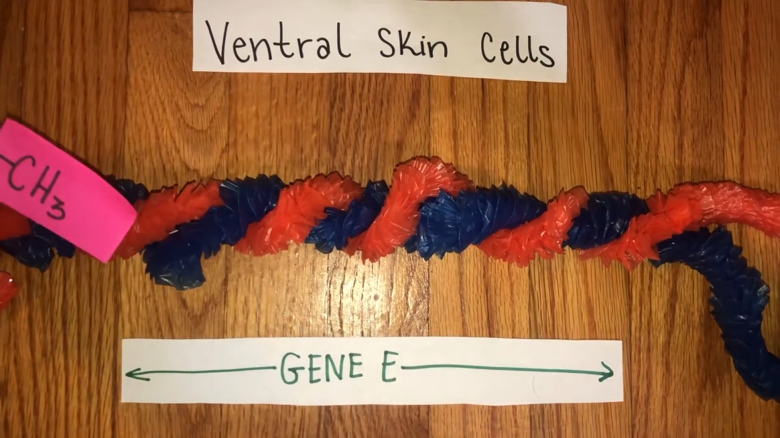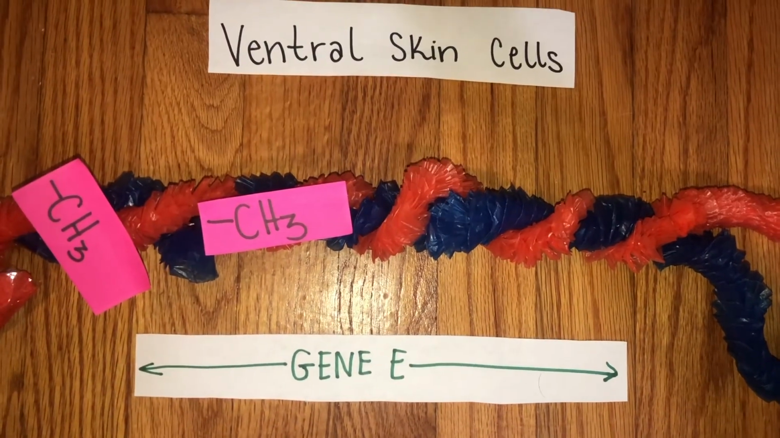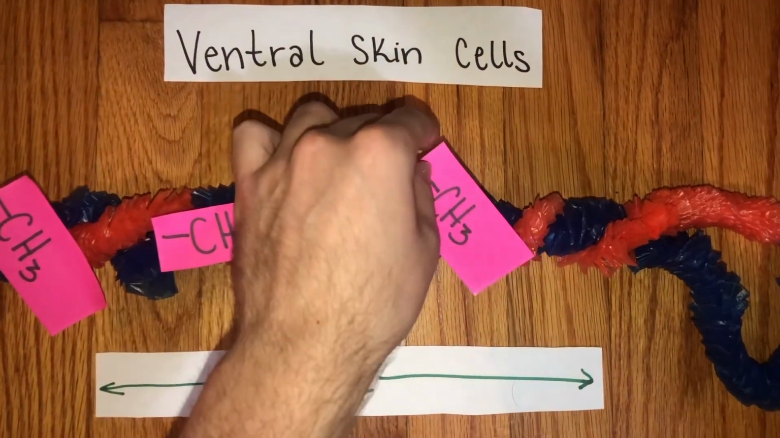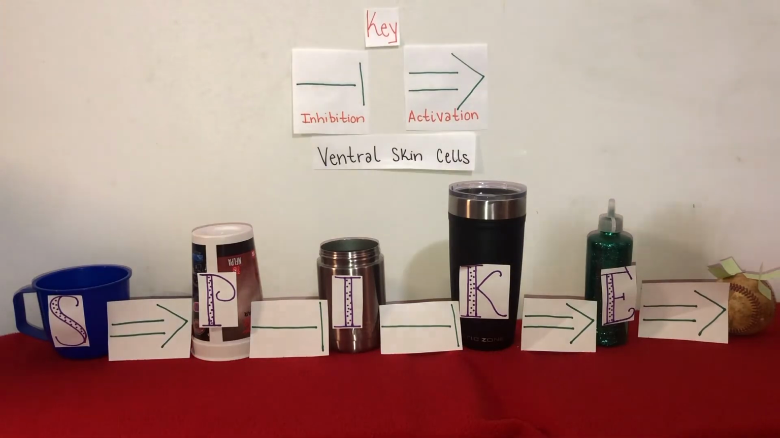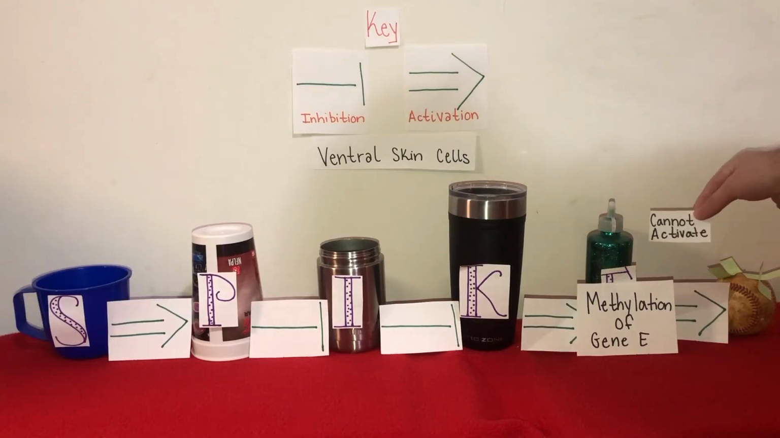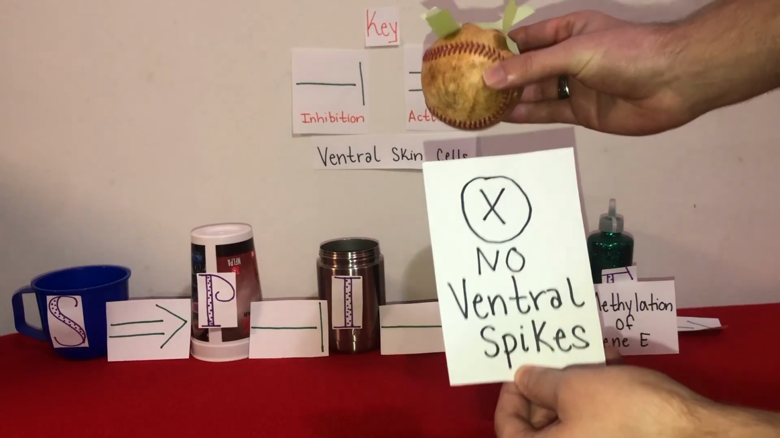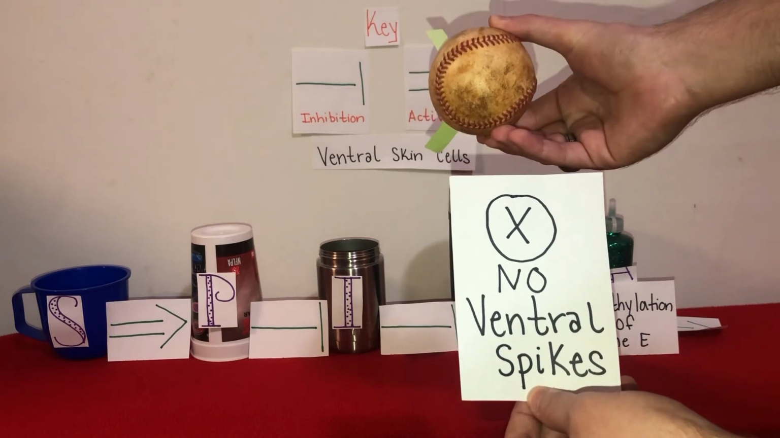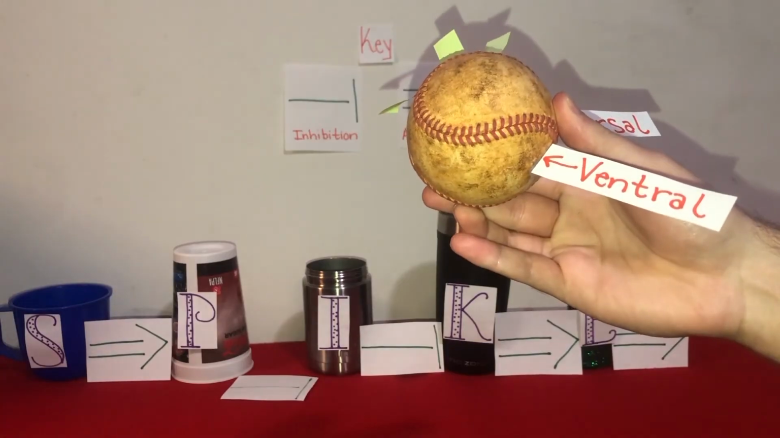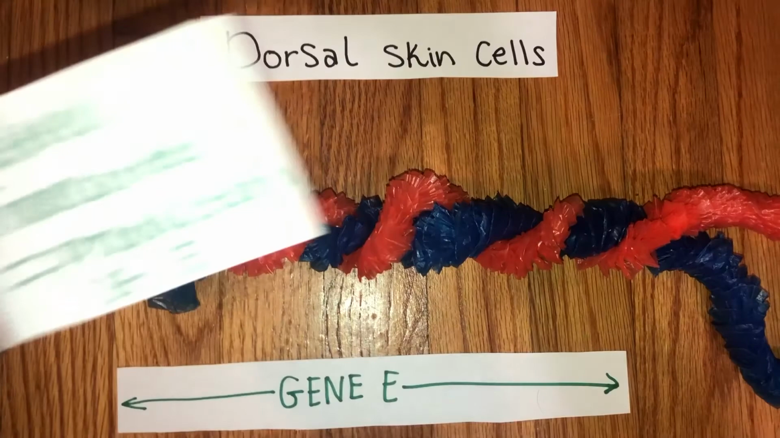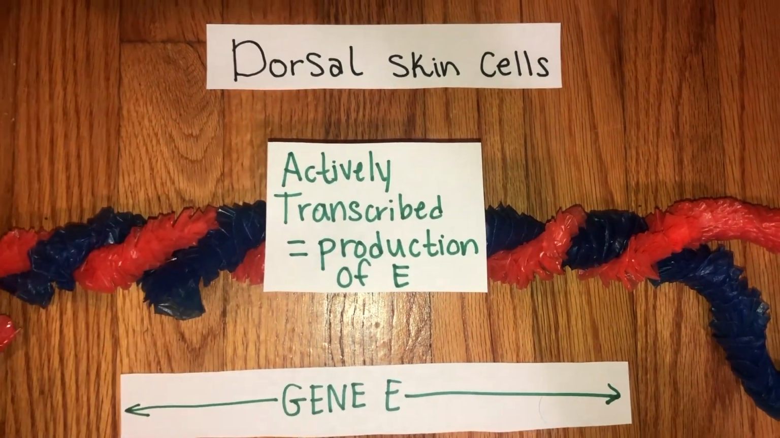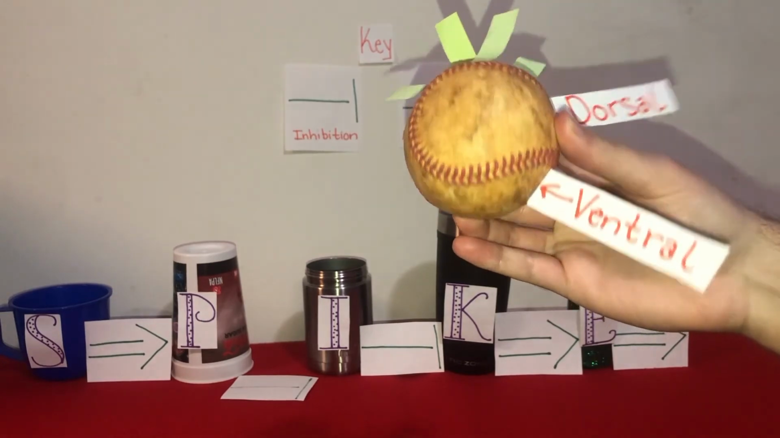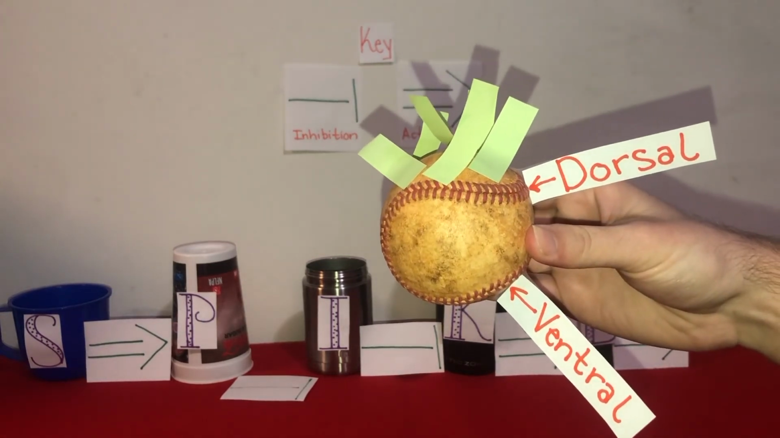Let's assume that methylation occurred to the DNA that makes up gene E only in skin cells that make up the ventral portion of the thorny dragon's body. If this were the case, gene E would not be transcribed, and therefore protein E would not be found in the developmental network for skin cells that make up the ventral portion of the thorny dragon's body. However, in the dorsal skin cells, gene E is not methylated, therefore it can be transcribed and translated into protein E, and therefore spikes will be produced.